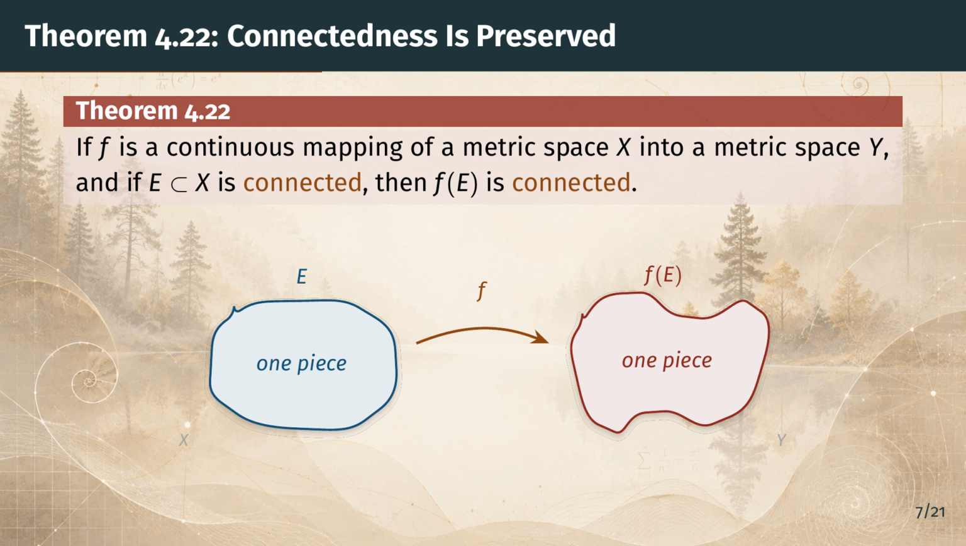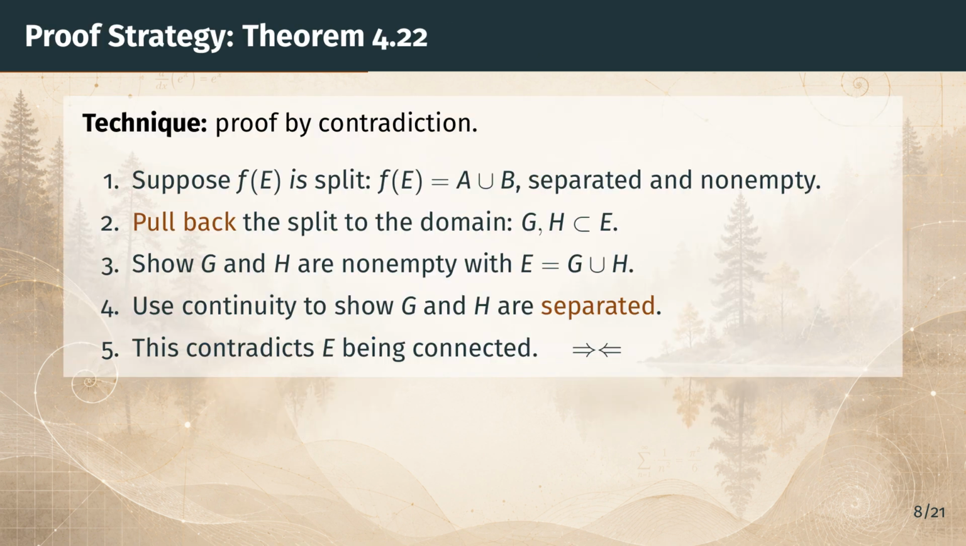The one thing it can never do is rip a connected set into separate pieces, so no matter how badly the shape is distorted, the image stays in one piece. That single idea, that continuity never tears a set apart, is the whole content of the theorem. Let's prove it. Before the formal argument, here is the roadmap.